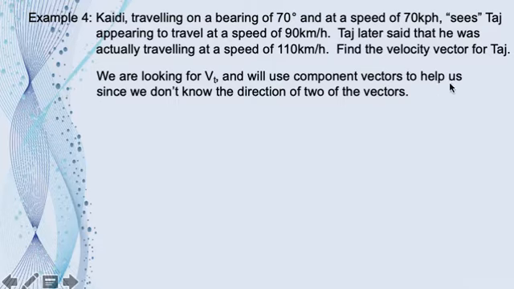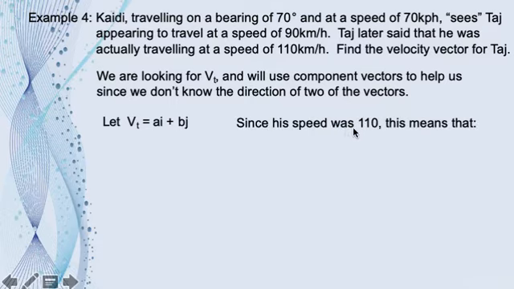And because we don't know the direction of either of Taj's vectors, let's actually change it into components, because we know components are actually nicer to play with. Okay. So let's let the velocity of t equal some value of i and some value of j. His speed was actually 110. So that must mean the magnitude of those two values without the square root is going to be the same as 110 squared, isn't it? Okay, so we know that must be true.